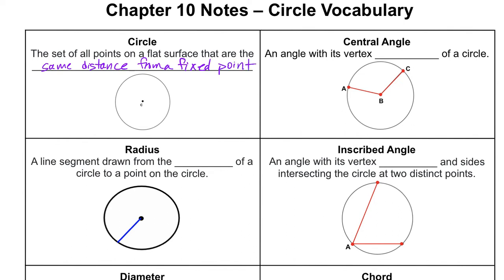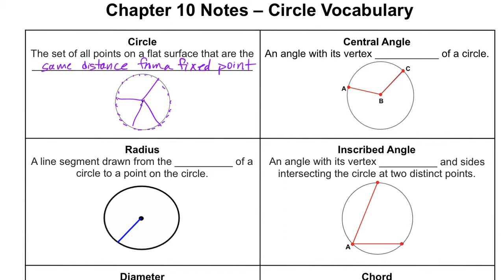So you can see in this picture we've got C at our center. And each of these points along the edge of the circle is the exact same distance away from C. If I measured them with my ruler, they would all be the exact same distance away. And those lines that I just drew in are an example of a radius. So that's our next term here.